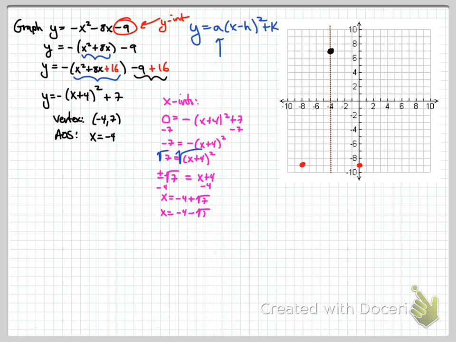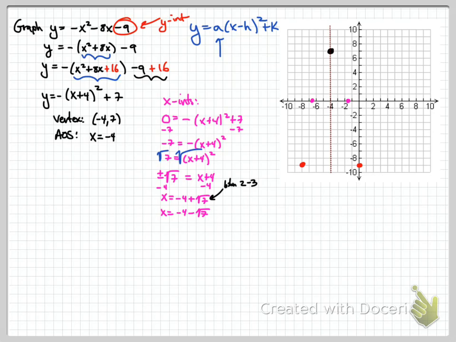Now, these are not super nice numbers because we got this irrational square root of 7 business. But, you know, 7 is between 4 and 9, so I'm guessing its square root is going to be between 2 and 3. So our x-intercepts are going to be between 2 and 3 units away from -4, which also happens to be our axis of symmetry. So between 2 and 3 units away. So 1, 2, and change. 1, 2, and change.